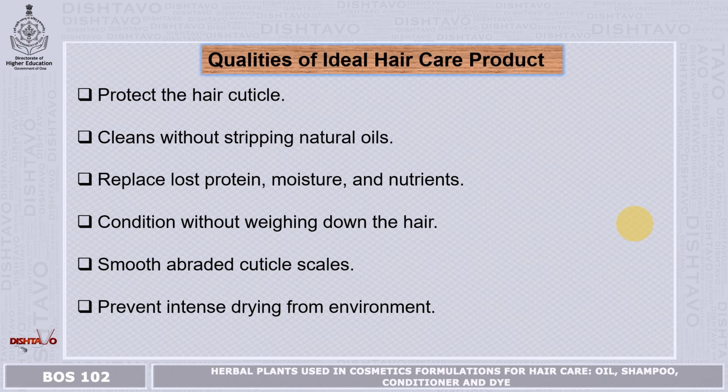Now what are the qualities of an ideal hair care product? They should protect the hair cuticle. They should clean without stripping the natural oils. Replace the lost protein, moisture and nutrients. They should condition without weighing down the hair. Smooth abraded cuticle scales. They should prevent intense drying from the environment.